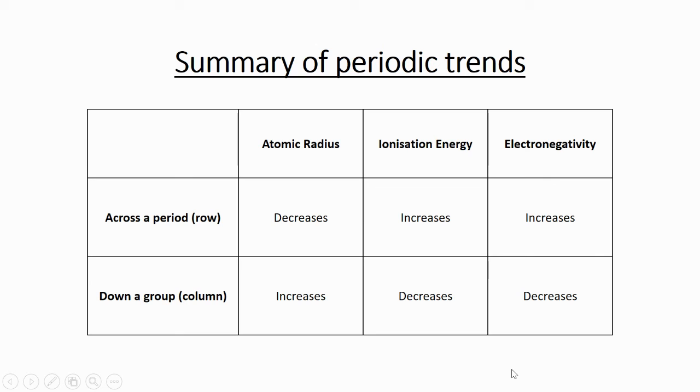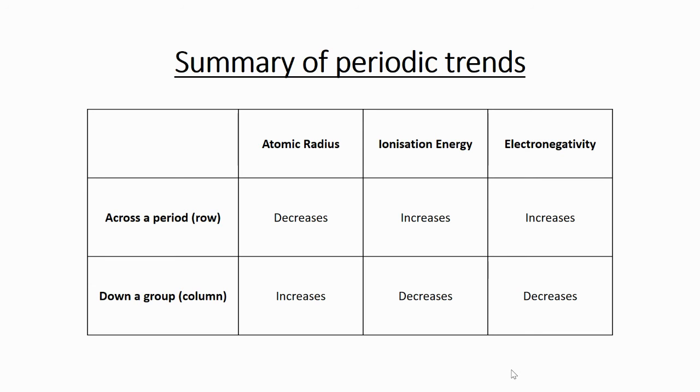In this table, there is a summary of the periodic trends, the 3 trends you need to know for level 3 chemistry. There's atomic radius, ionization energy, and electronegativity. As you go across a period, otherwise known as a row, the atomic radius decreases, the ionization increases, and the electronegativity increases. However, as you go down a group or a column, the atomic radius increases, the ionization decreases, and the electronegativity decreases. For achieved, you need to be able to state these trends.